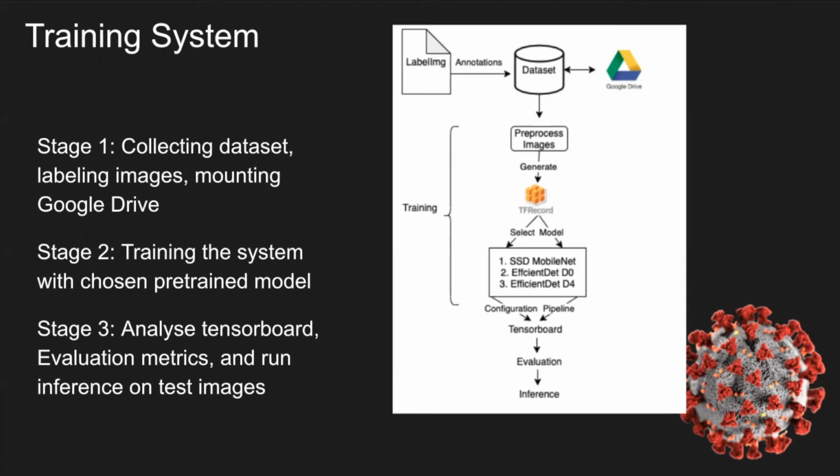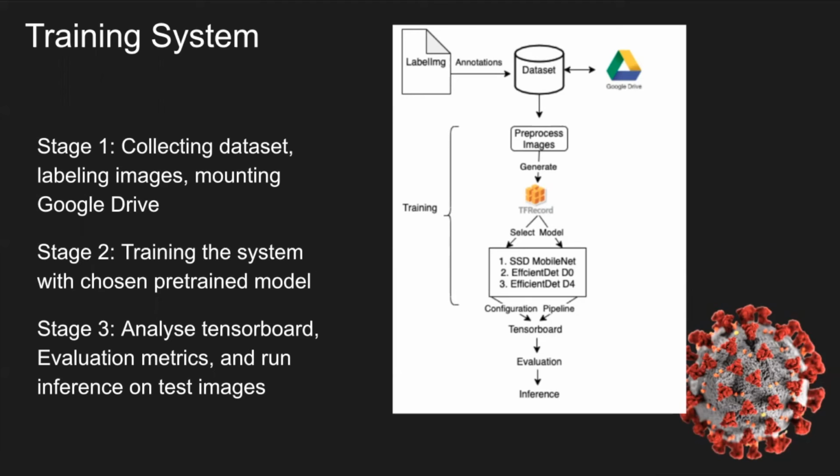The training system for our machine learning model is developed using Python, the TensorFlow framework, and the Object Detection API. The training system is broken into 3 stages. The first stage involves labeling the images and mounting the images and annotations on Google Drive to Colab. The images scraped from the web were labeled using the LabelImg tool, which saves the annotations in Pascal VOC XML format.